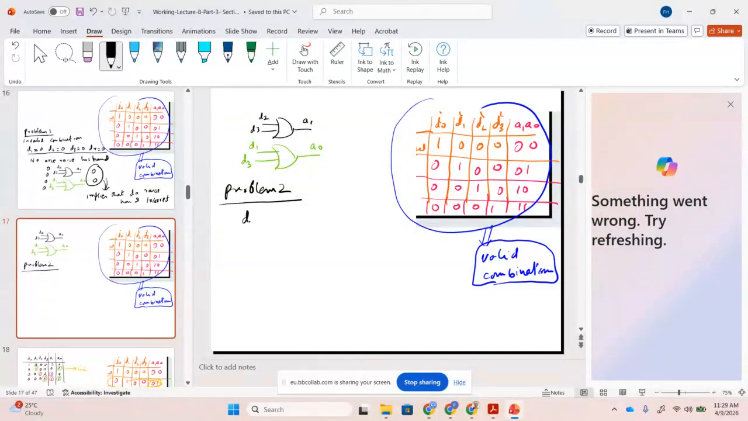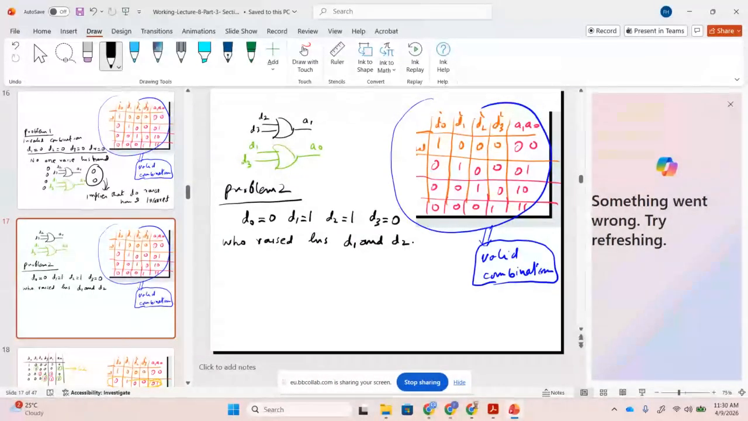Let's assume the combination is D0, D1, D2 and D3. D0 is 0. Clear? And D1 is 1. Okay, D1 is 1 and D2 is 1 and D3 is 0. What does it imply? Can you tell me? Who raised a hand? Help me. Both D1 and D2. Got it or not got it?